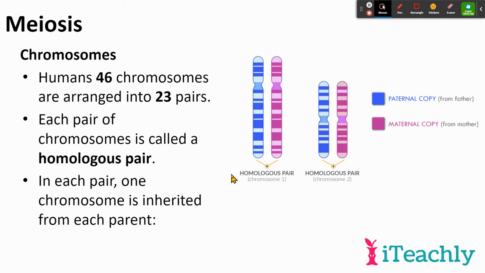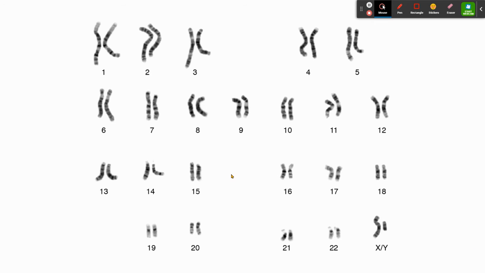Okay, so humans have 46 chromosomes. They're arranged in 23 pairs. So they're called a homologous pair, and you inherit one from each of your parents. And this is a karyotype. So these are your sex chromosomes right here, right? So these can be different. If you're a boy, you're different. So you have an X and a Y if you're a boy. But if you're female, you'd have 2 X's and they would be homologous.